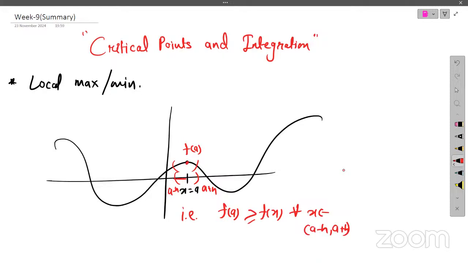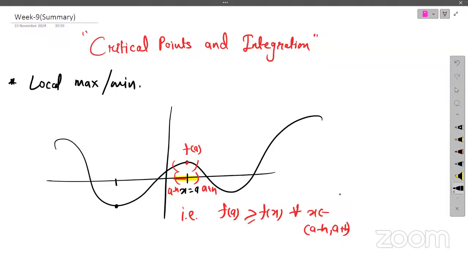So local maxima means the function is attaining a maximum value. And why is it local? Because we are considering a very small neighborhood around the point x equals a. We are not taking the whole domain. We are considering some part of the domain and saying that if in this part the value of the function at a is the maximum, then we will say that this point is a point of local maximum. And similarly, we can define what we understand by local minimum.